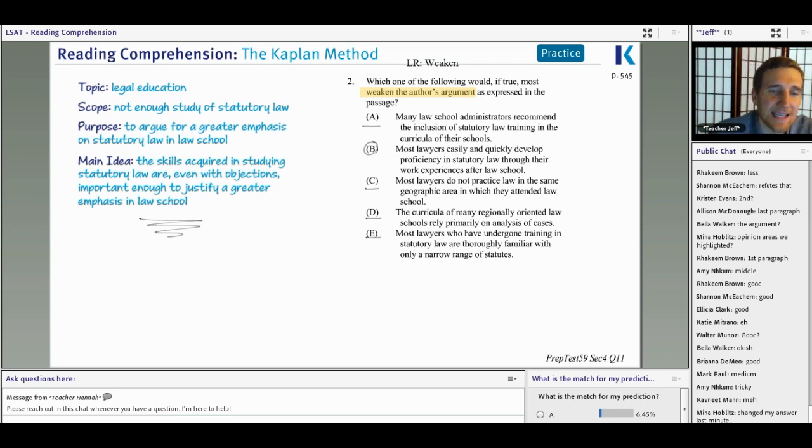Every single other answer choice has been chosen, and I will talk about these because this is our warm-up period. Really make sure you're understanding how these reading comp questions work. First things first, let's talk about B. How would B weaken the idea that there should be more of this statutory law training in law school?